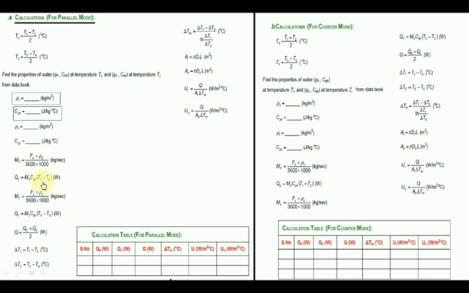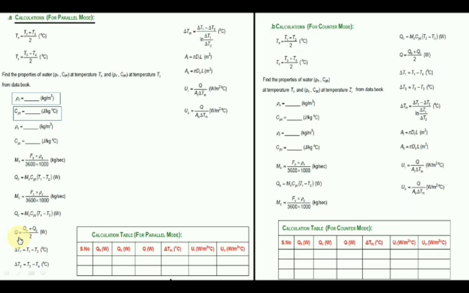In the same way, we have done the calculations for mC, where mC is the mass flow rate of the cold fluid. For that the equation is Fc into rho C, where Fc is the volumetric flow rate of the cold fluid and rho C is the density of the cold fluid. Then we calculate the value of QC, where QC is the heat energy taken by the cold fluid. Then after that we took the average. The average heat flow we represent by Q, where Q is QH plus QC divided by 2. So we got the average value of the heat exchange between the hot and the cold fluid.